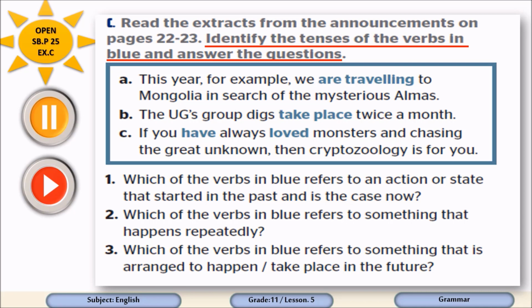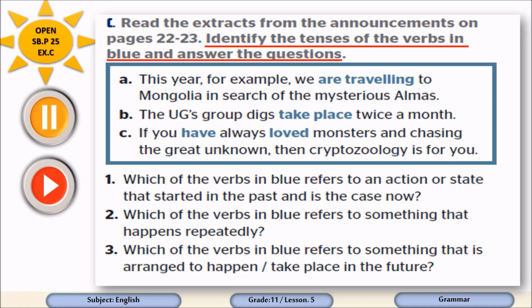Take place. Very good. It's in the present simple. And what about the blue verbs in sentence C? Have loved. Excellent. It is in the present perfect simple. Very good. Good job. So, now let's answer the questions.